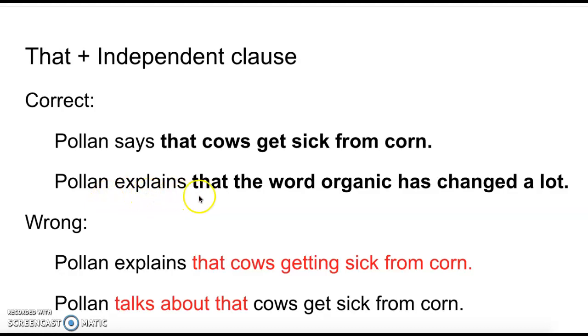Michael Pollan explains that the word organic has changed a lot. It would be wrong to use a noun phrase right here. So Pollan explains that cows getting sick from corn. No, we'd have to use a real verb here. Cows get, okay? It's also wrong to say talk about that. You can't put these two together, about and that. You could say Pollan talks about, and then you need a noun phrase.